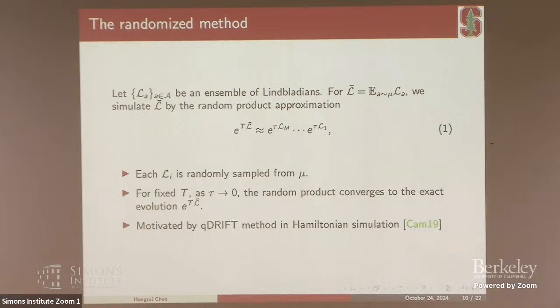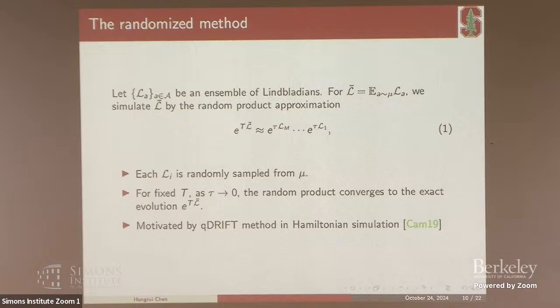Suppose we have a set of Lindbladians L_a, and each L_a has some simple form, like it only includes a single jump operator. And this ensemble can be arbitrarily large, maybe exponentially large, or even infinitely large. And we have an operator L-bar that is an average over all the Lindbladians. And then we want to simulate the Lindbladian L-bar. And this can be done by the random product approximation.